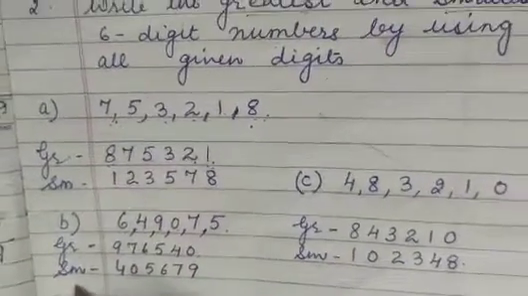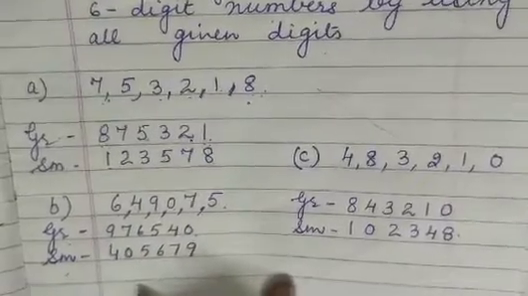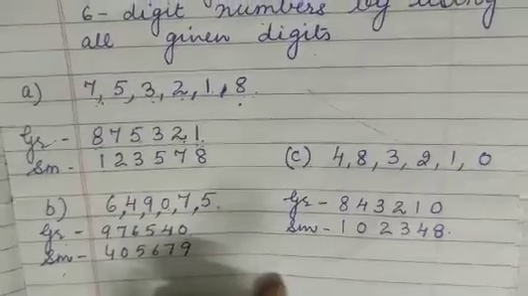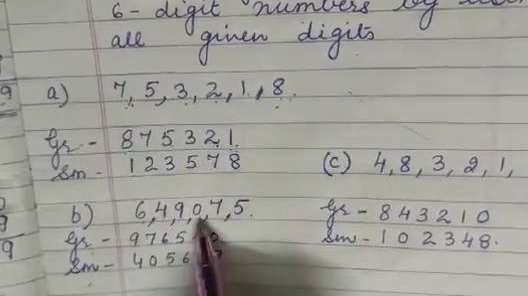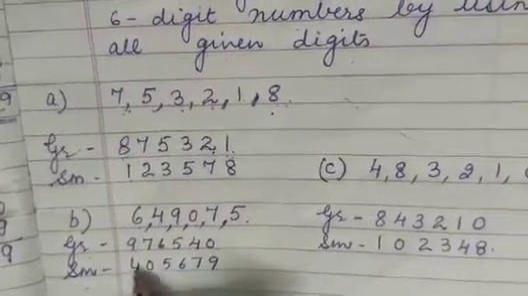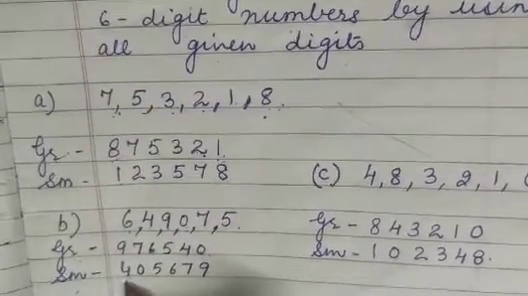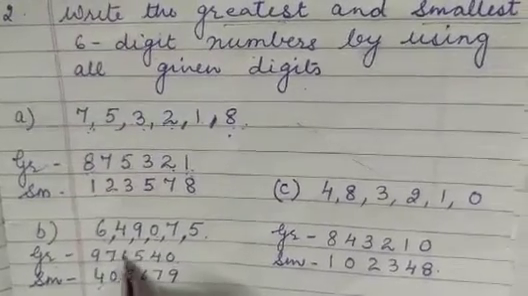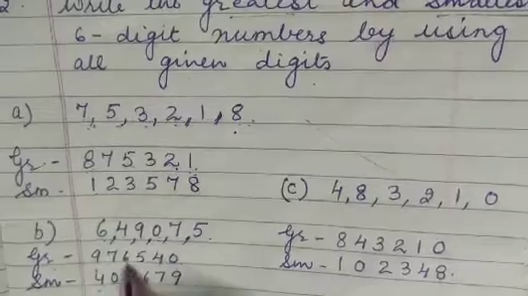And when we form the smallest number, we will never start a number with 0, because 0 has no value. So we cannot start a number with 0. After the 0, the smallest digit is 4. So we'll start with 4. Then after 4, we will place the 0. Then after that, the smallest digit is 5. Then we have 6. Then we have 7. And then we have 9.